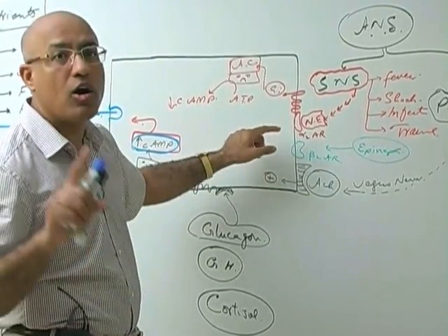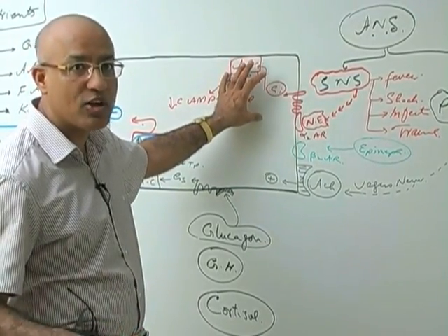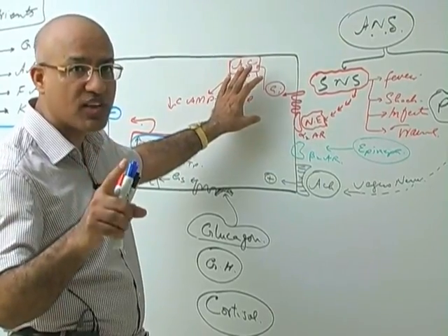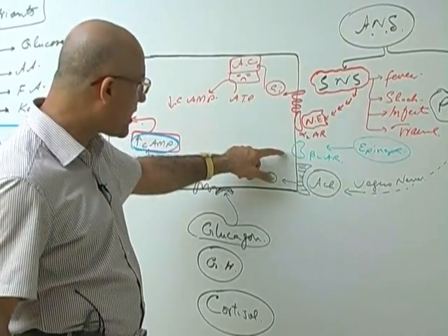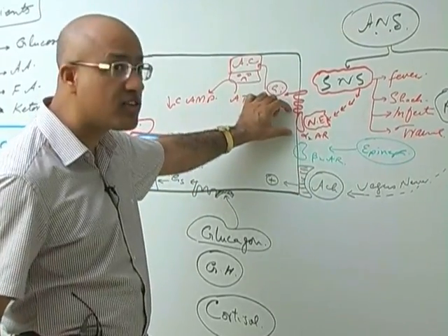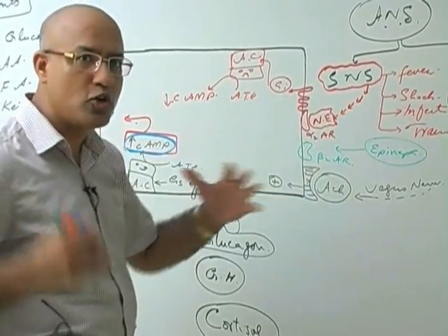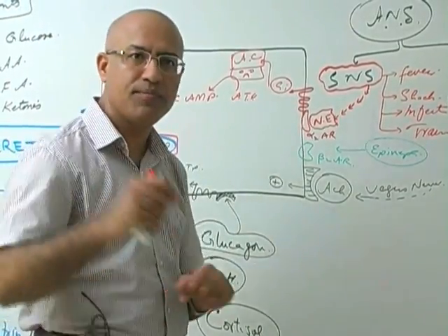Now, on the beta cell of the islet of Langerhans, or on the insulin producing cell, the concentration of alpha 2 adrenergic receptor is more and beta 2 adrenergic receptor is less, because these inhibitory receptors are in higher concentration. So the dominant effect of the sympathetic nervous system is inhibition of release of insulin.